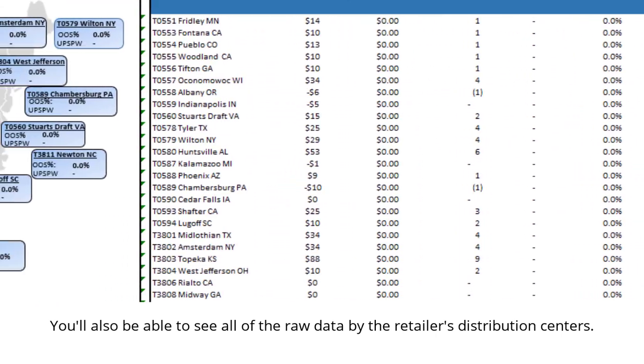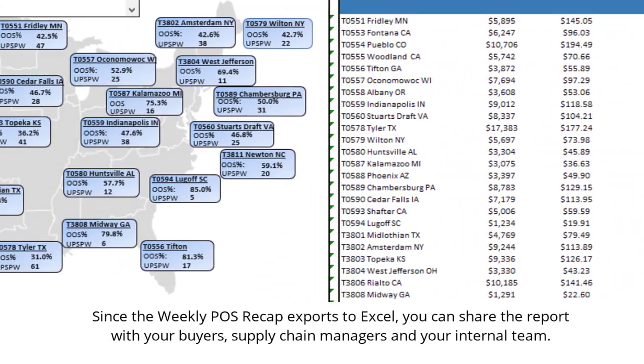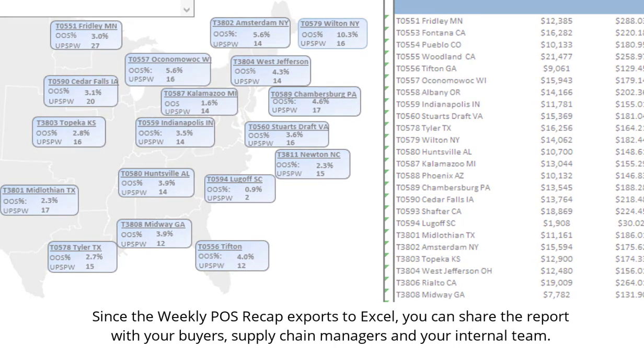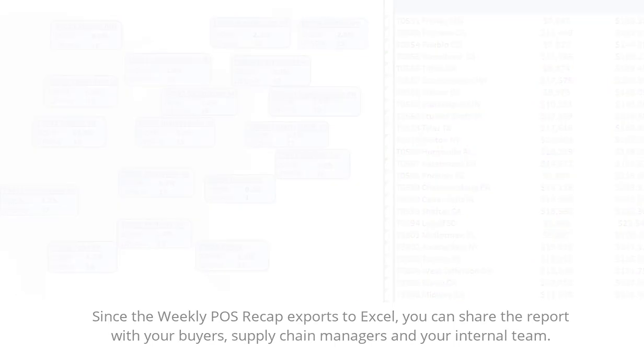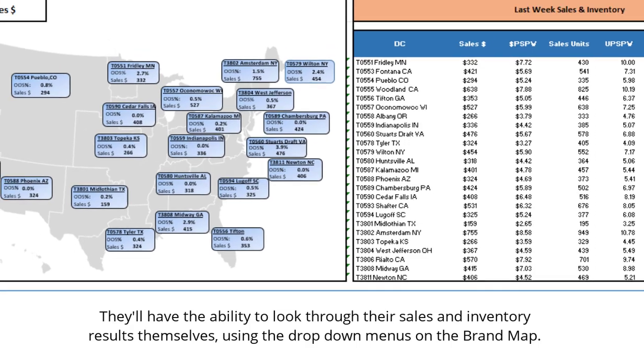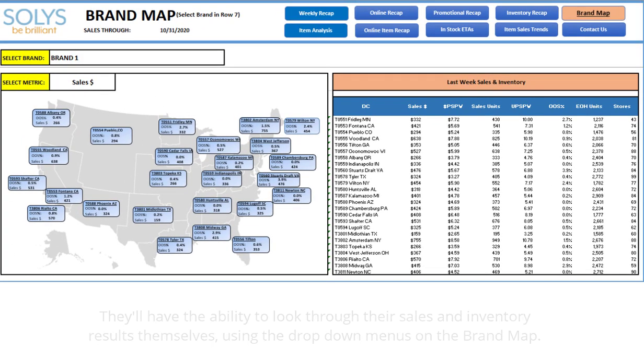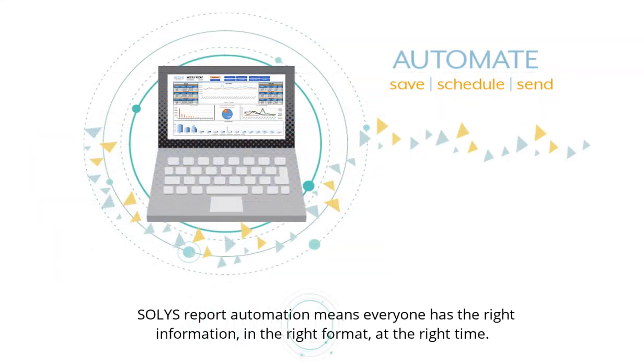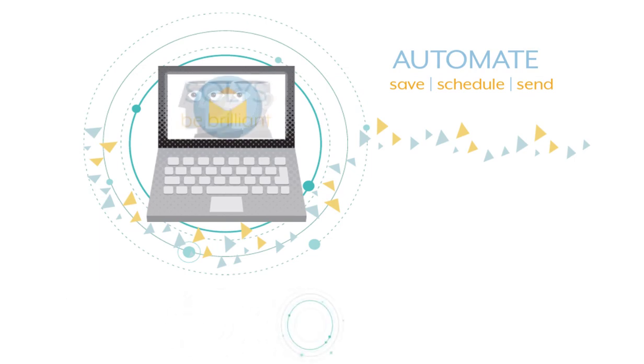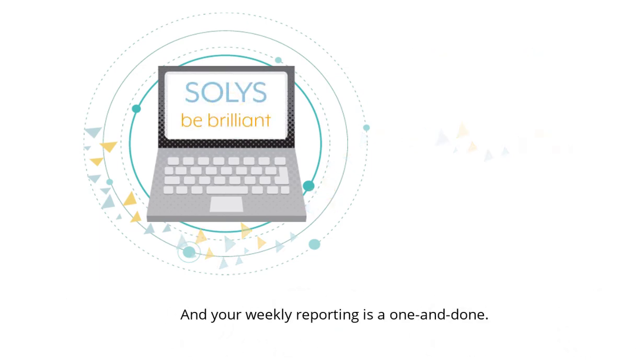Since the weekly POS recap exports to Excel, you can share the report with your buyers, supply chain managers, and your internal team. They'll have the ability to look through their sales and inventory results themselves, using the drop-down menus on the brand map. SOLYS report automation means everyone has the right information in the right format at the right time. And your weekly reporting is a one and done.